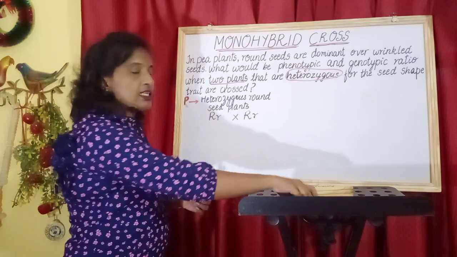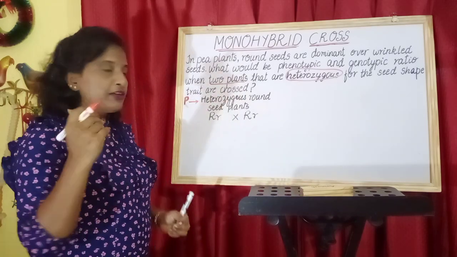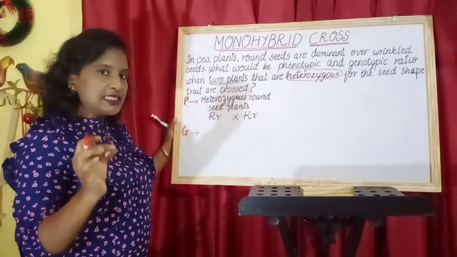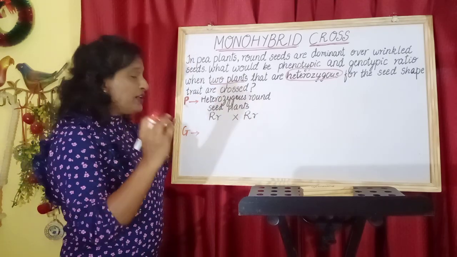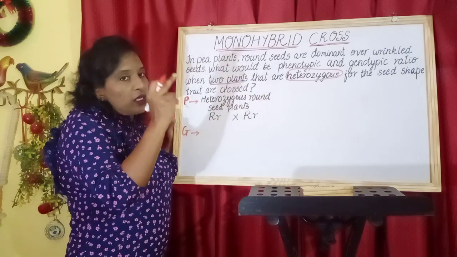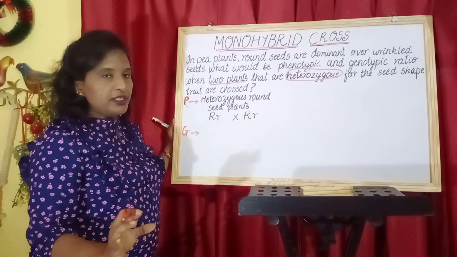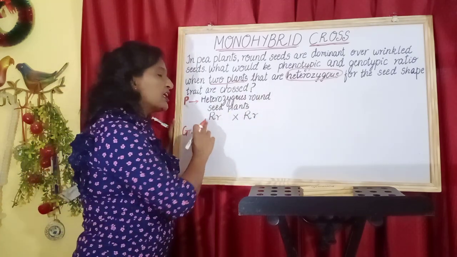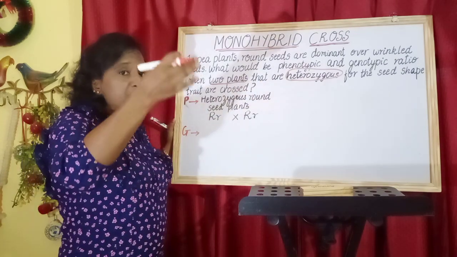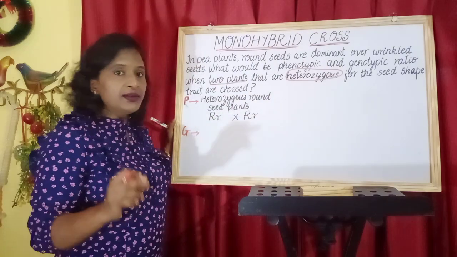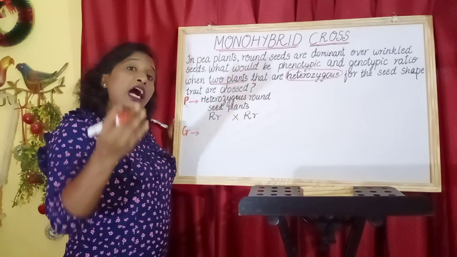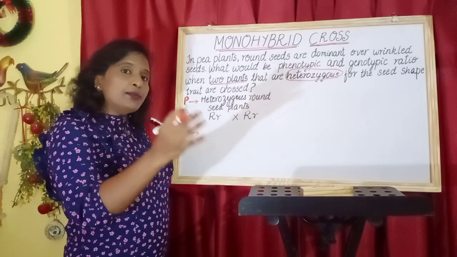Next we have to see the gametes which these parents will give rise to. So G designates gametes. When we are writing down the gametes, only one allele will be representing that particular gamete. Here there are two alleles, so one of the alleles will be present in one gamete. Each gamete will receive half of the number of alleles present in the parent. We should also remember that gametes have half the number of chromosomes of any particular parent.